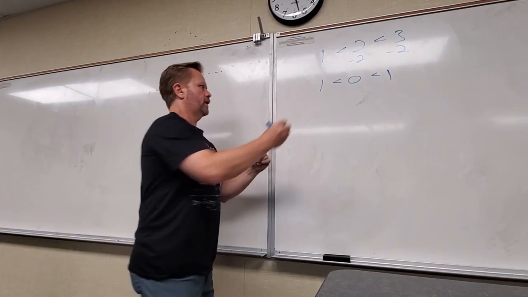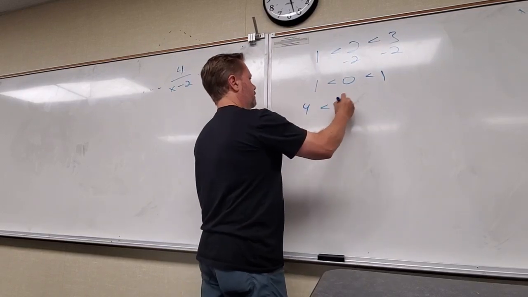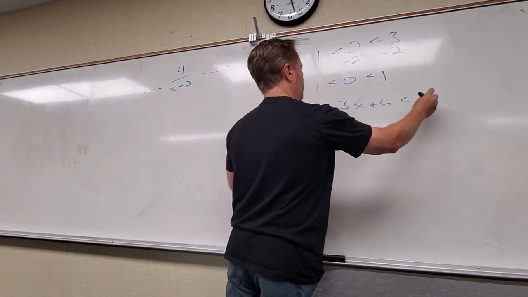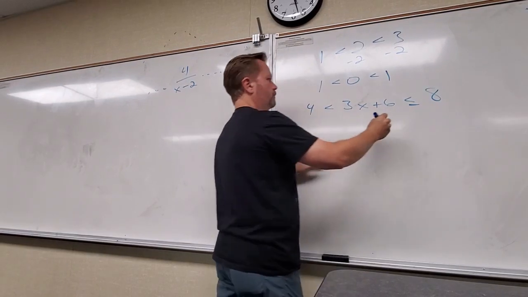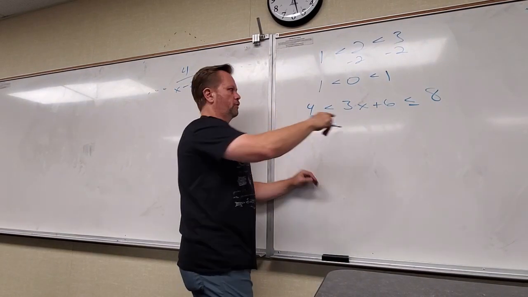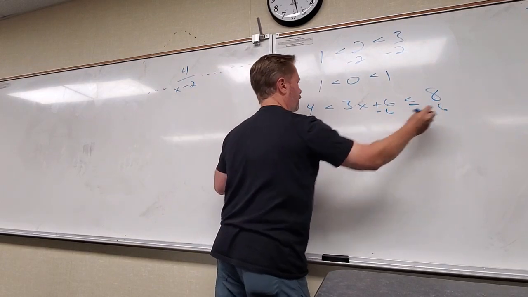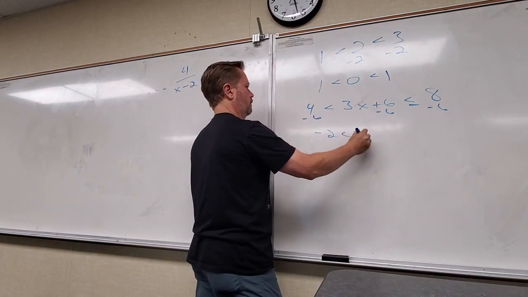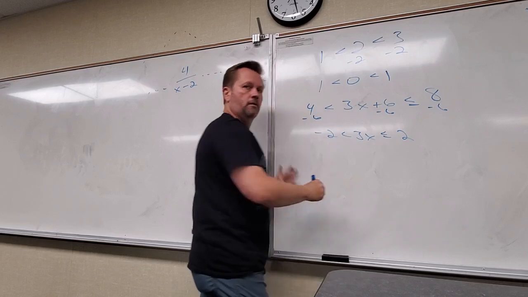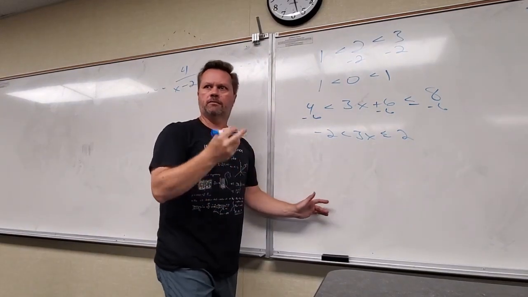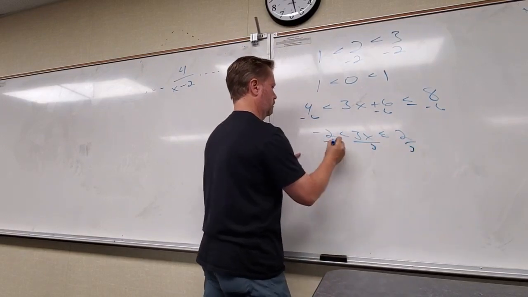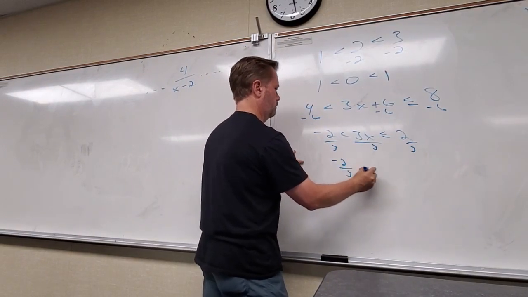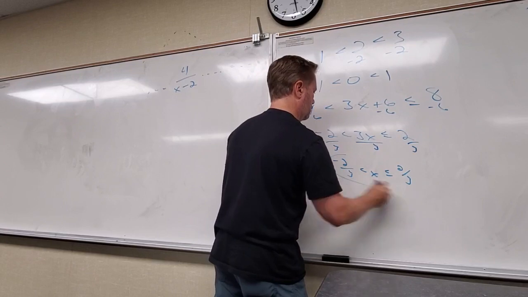Okay. So, for example, real quick, if I had 4 less than 3x plus 6 less than or equal to 8, you would first subtract 6 from every side, and then you would divide by 3, right?